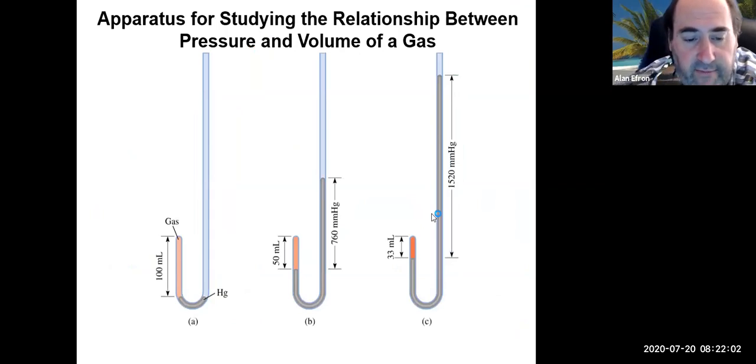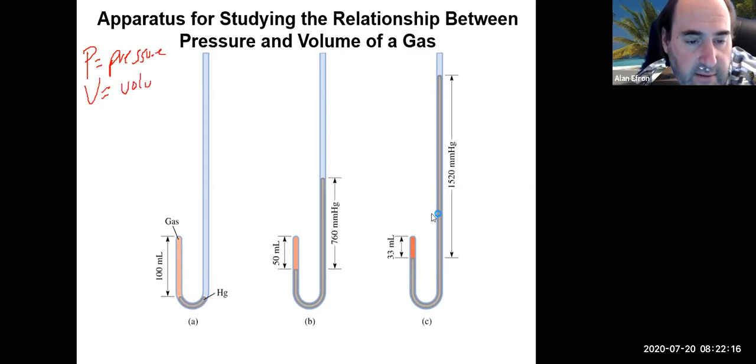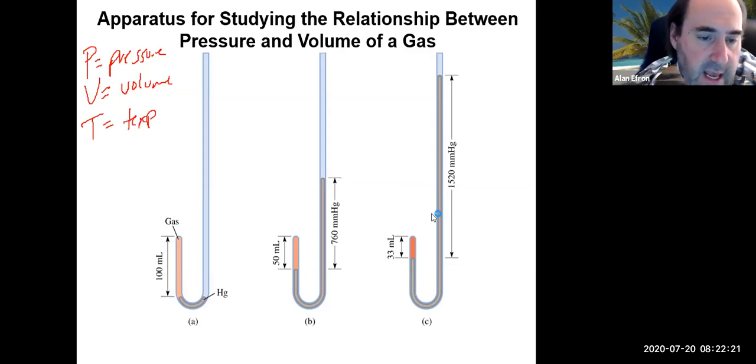So these are very common apparatuses that were used to study relationships with gases. And when we talk about relationships with gases, there's really three variables we deal with. There's P, which is pressure. There's V, which is volume. There's T, which is temperature. When we look at gas laws and relationships, a lot of times we will keep one of these constant and vary some of the other ones, and we can develop some relationships that we see.